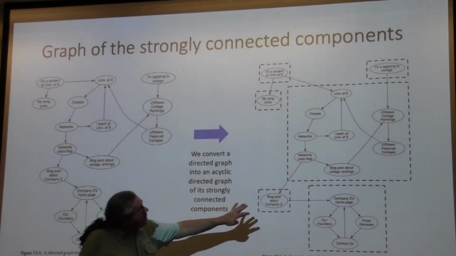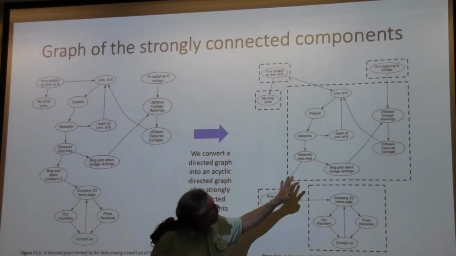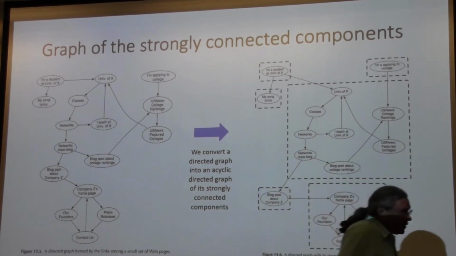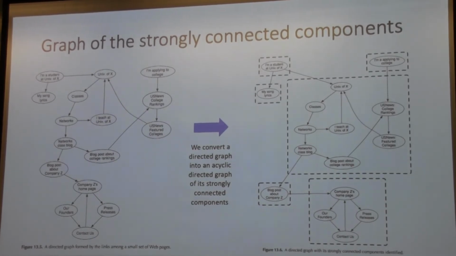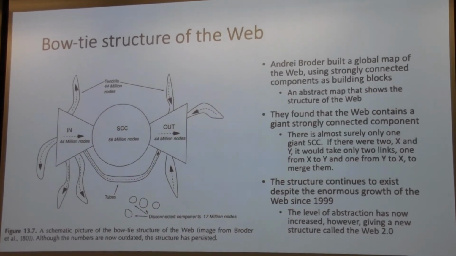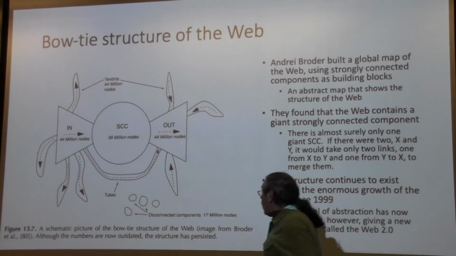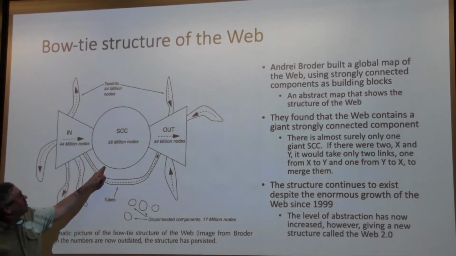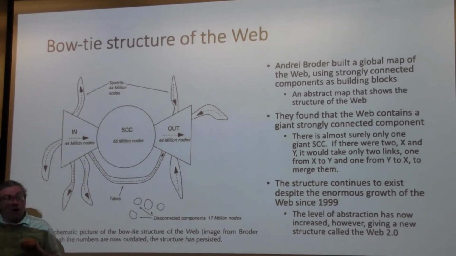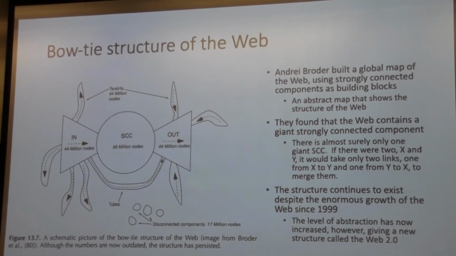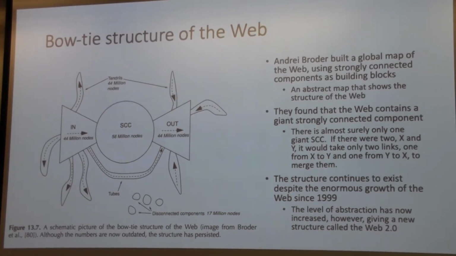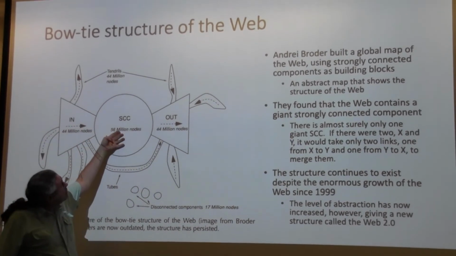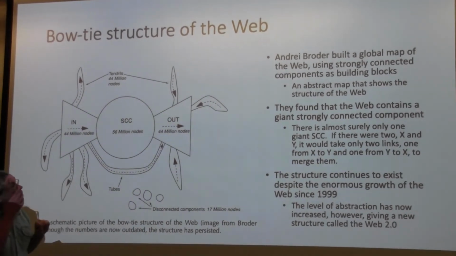You can therefore turn any graph into an acyclic graph of the strongly connected components, okay? And so we can do that to the web. It turns out in the web, it's a bow tie. There is a single very large strongly connected component. This I explained already in the very first lecture. Then there's all the links going towards that, and all the links coming out, but not coming back.